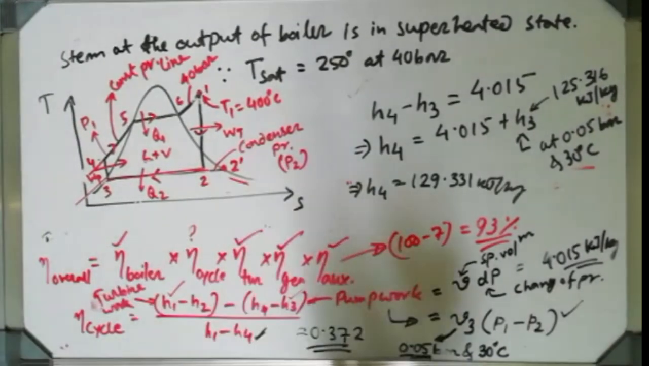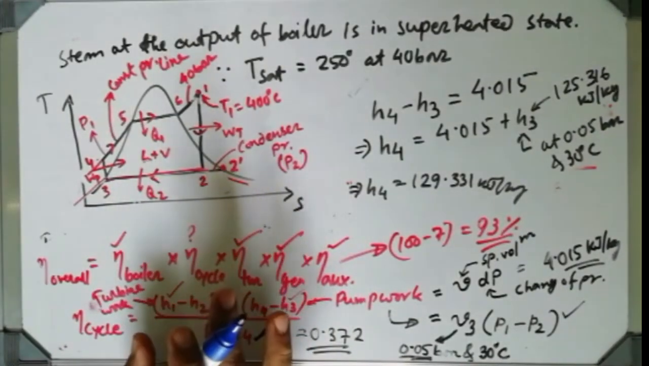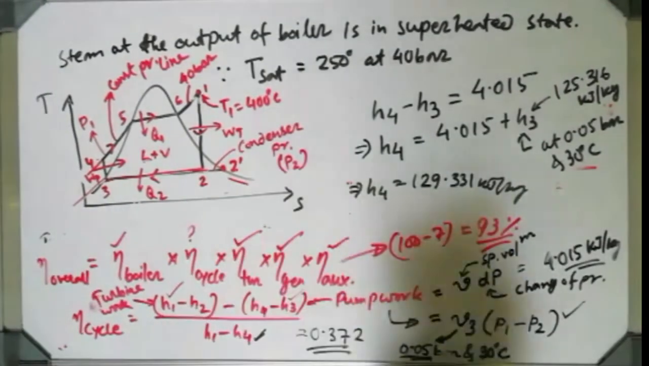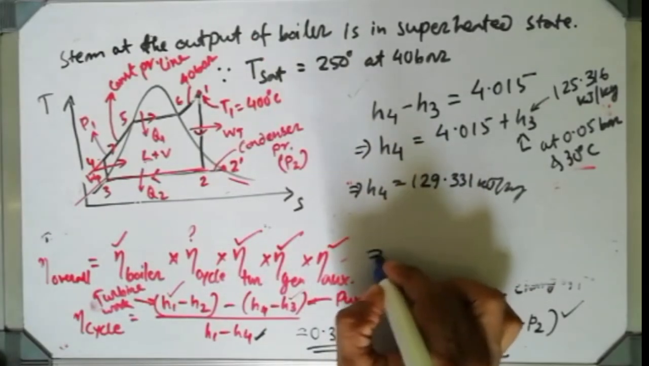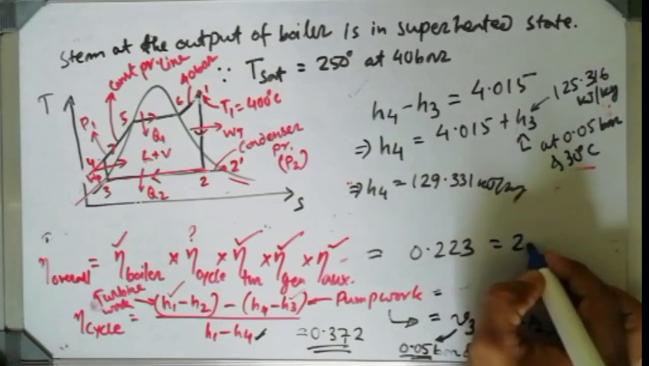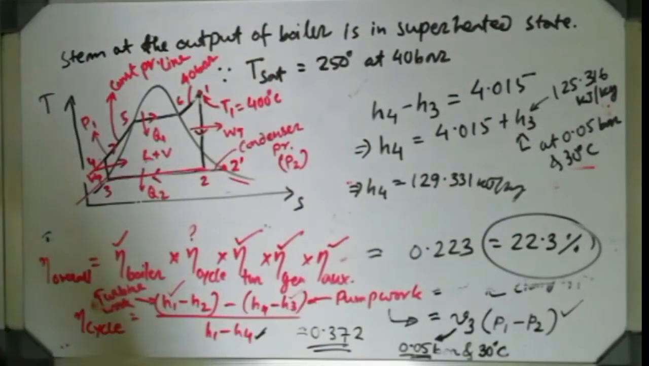Since you already have these enthalpy values and the efficiency values, put all of them into the overall efficiency expression. Finally, after putting all those values over there, I am getting the overall efficiency as 0.223, that is 22.3%. It is a problem of 15 marks.